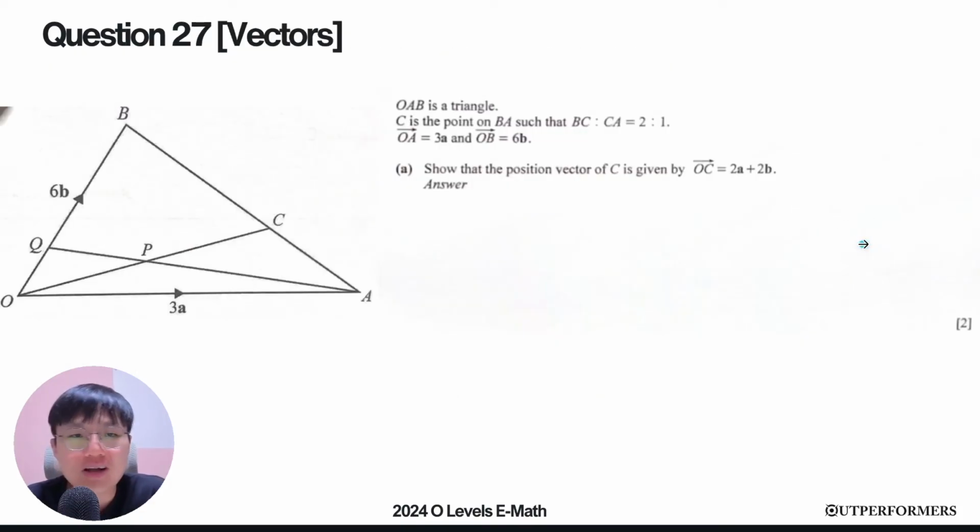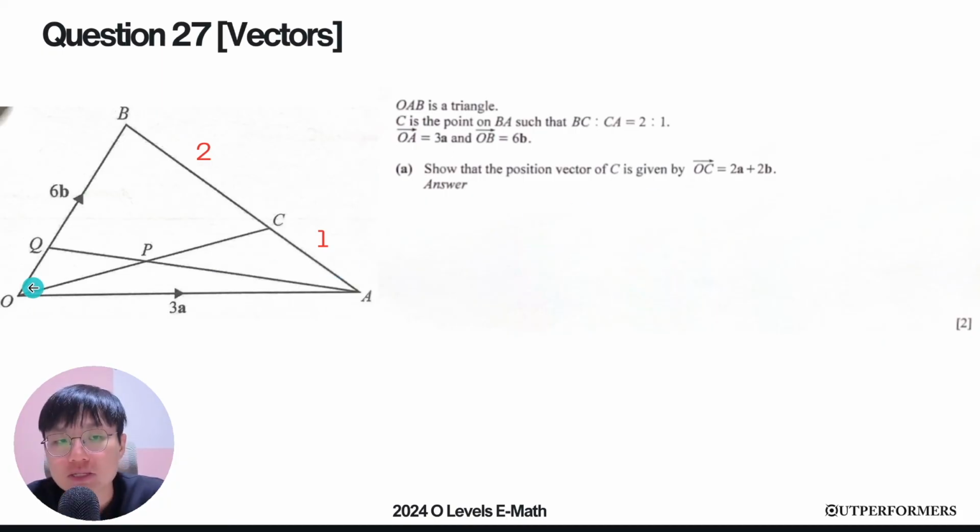We are on to our last question on vectors. So we have this diagram right here for us. OAB is a triangle. C is a point on BA such that BC to CA is 2:1. So I've indicated this over here. We have OA, we have OB, and we are supposed to find position vector OC.